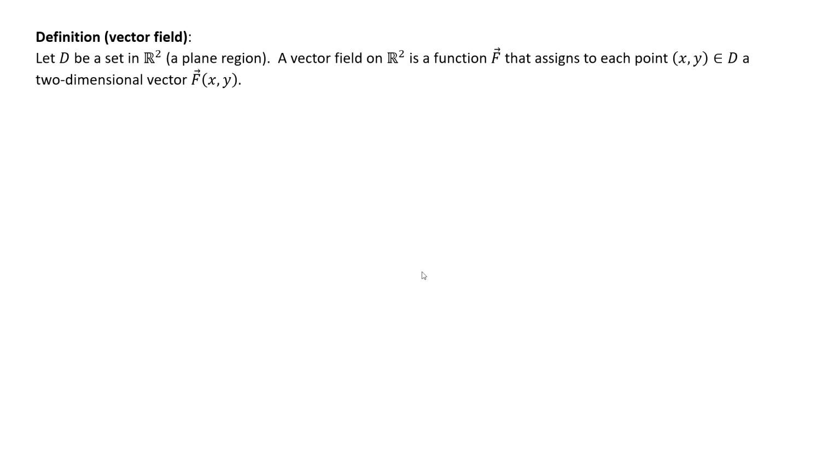Let D be a set in R2, a plane region, R2 meaning the x-axis is a real number axis and the y-axis is also a real number axis, and you have points in that R2 plane. So basically any point can be represented as an ordered pair of two real numbers, right? That's basically the xy plane that we typically talk about, and that's R2.